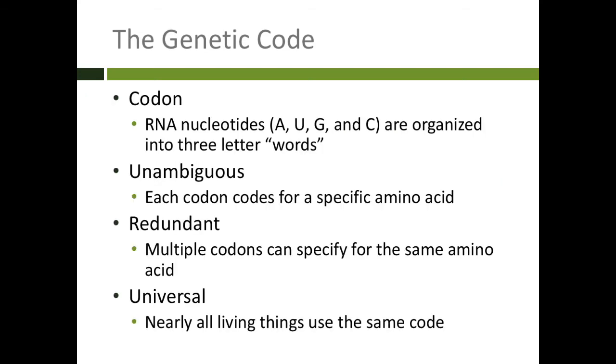If you figure out how many possible combinations there are, you have 4 nucleotides and 3 nucleotides per codon. That's 64 possible combinations. There are only 20 amino acids. Therefore, although each codon specifies a particular amino acid, there is some redundancy in the code. What this means is that more than one codon will specify a particular amino acid.